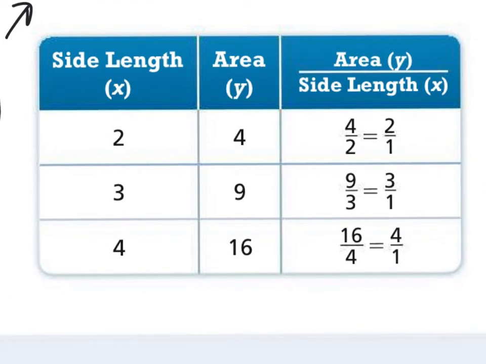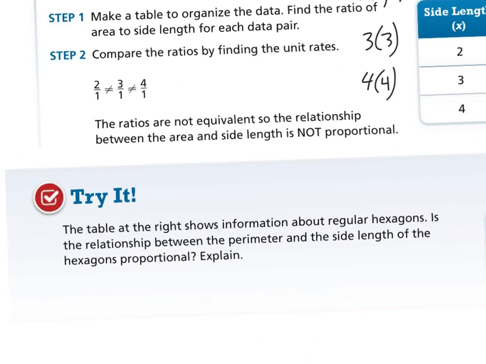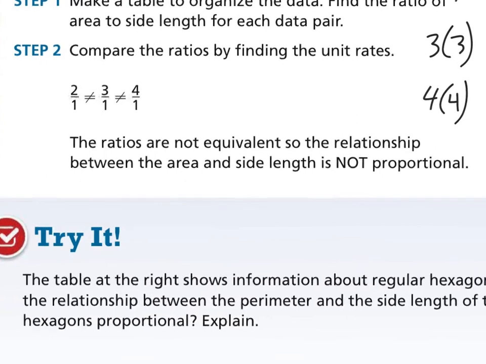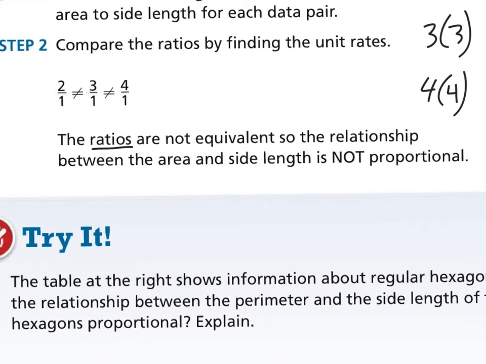So they're setting this up as the area over the side length. So they've got the 4 over 2, and that's equivalent to 2 over 1. If we reduce that, 9 over 3 reduces to 3 over 1, and 16 over 4 reduces to 4 over 1. So you can see these are not equivalent, and that means that these are not proportional. So like the book shows here, those ratios are not equivalent, and so they are not proportional.